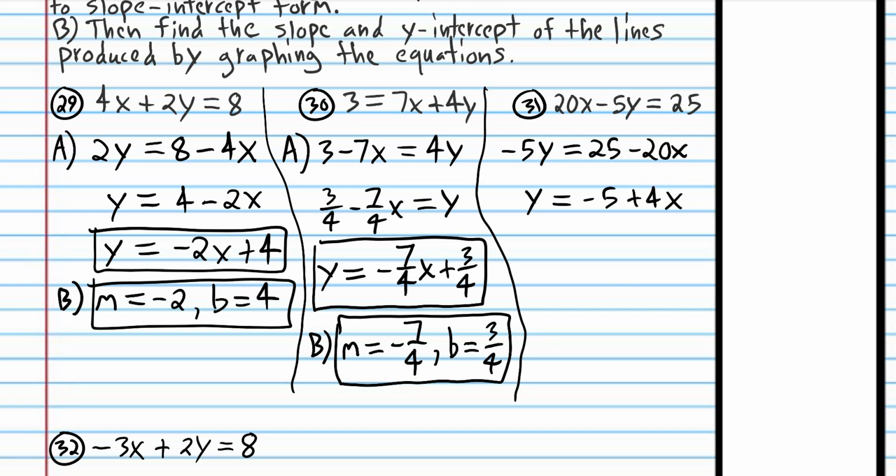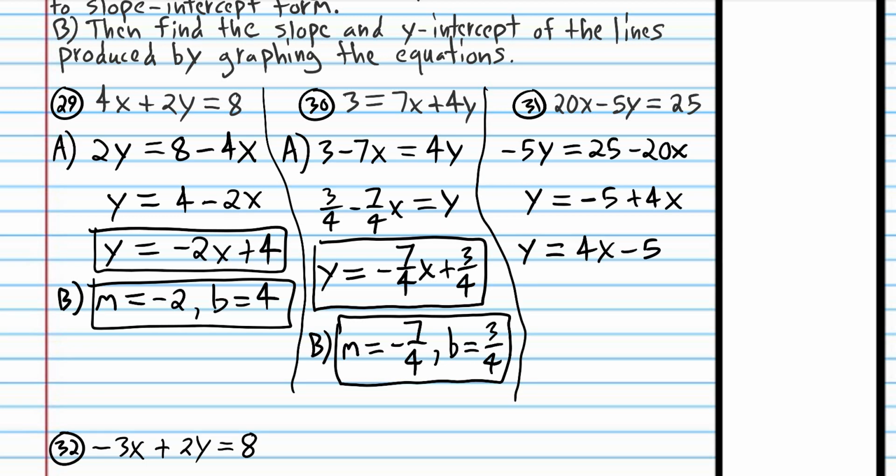So 25 divided by -5 is -5. -20 divided by -5 is +4. So that's where we came up with that. If you had trouble with those signs, again, this is all review stuff. So now we're just going to switch those around.